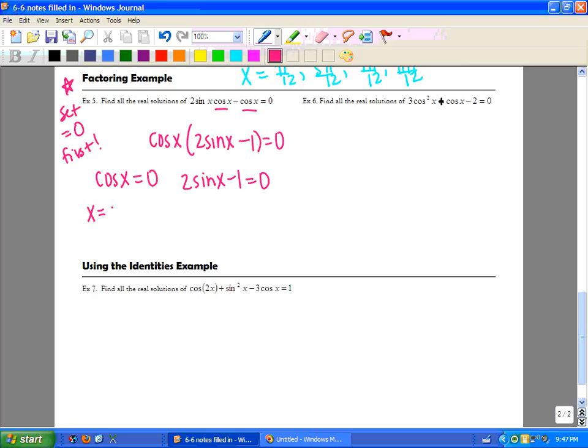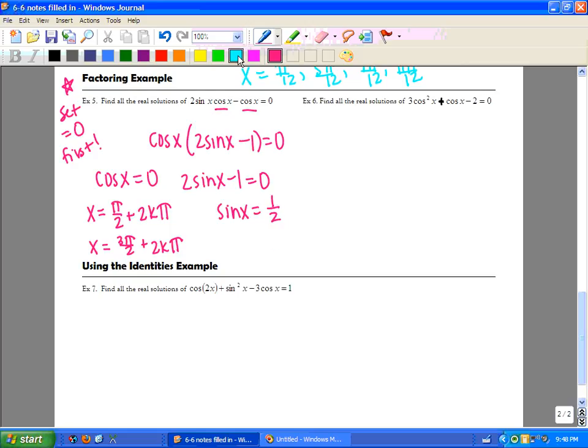For this one, this is at 90 degrees, which is pi over 2. And again, it said to find all the solutions, so we'll put a plus 2k pi with it. Cosine also equals 0 at 270 degrees, or 3 pi over 2. And again, we'll put the plus 2k pi with it. The second one then, we need to move the 1 to the other side and divide by 2. So sine of x equals a half.